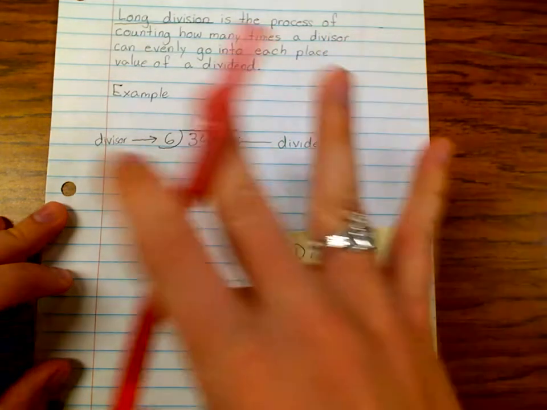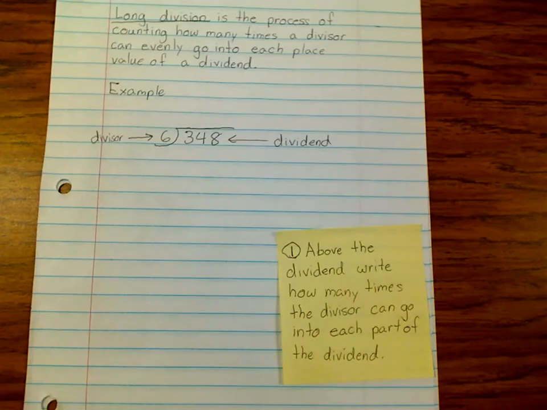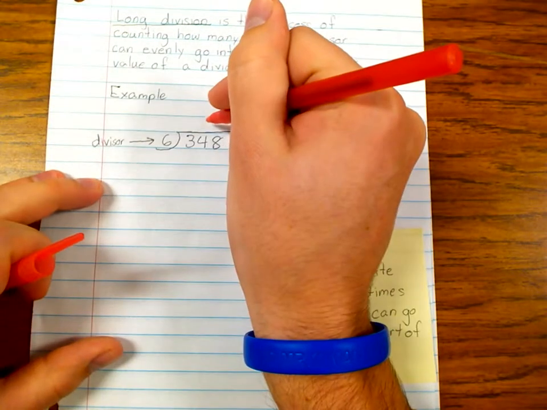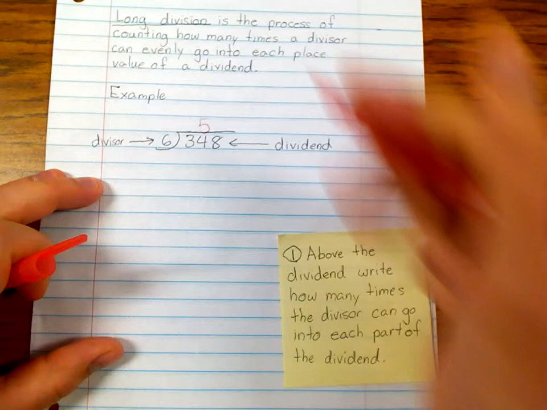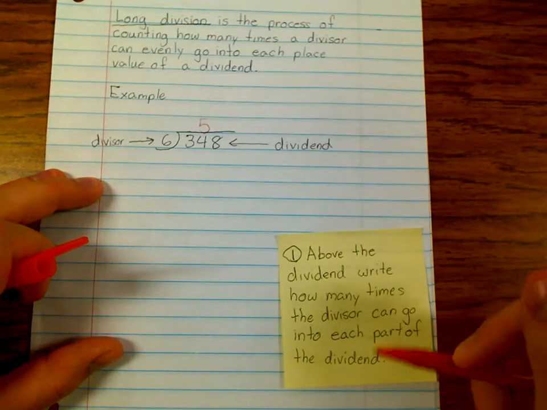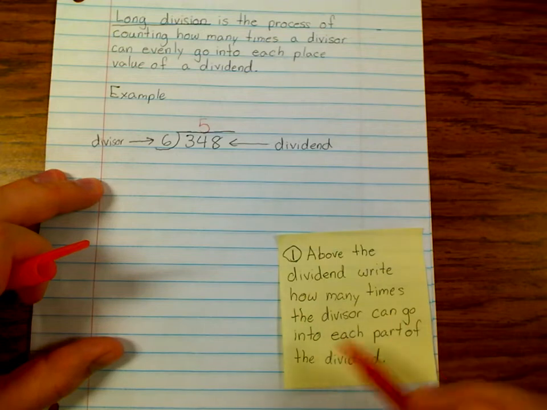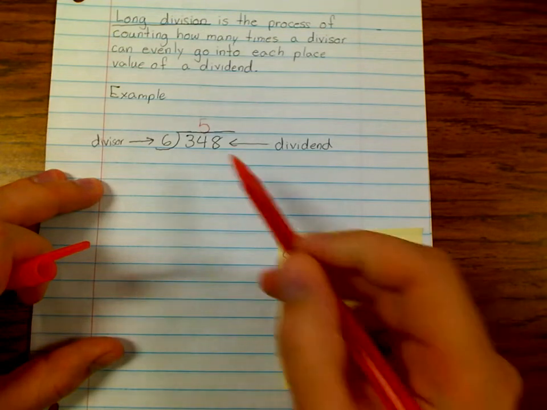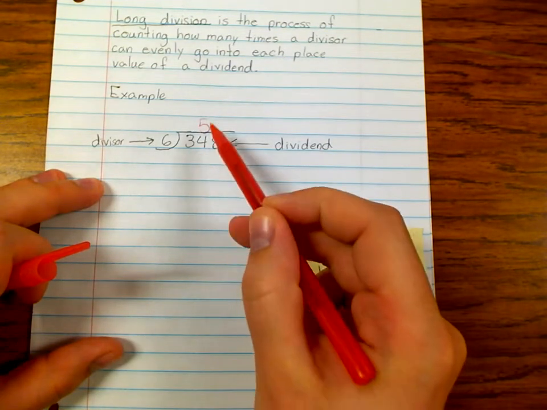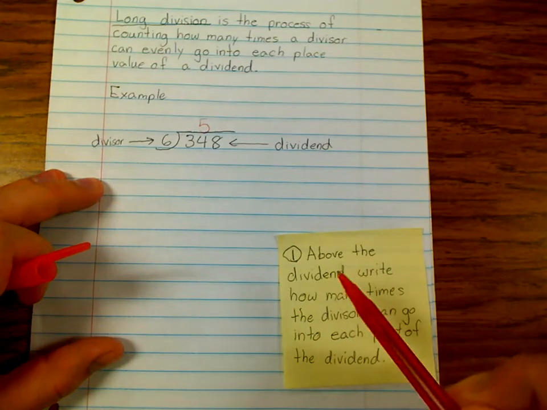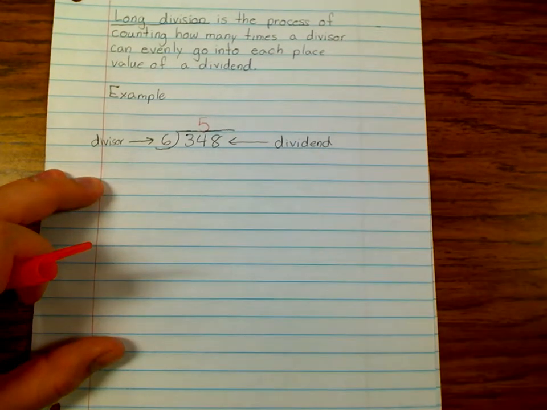That means I did that 5 times. So 6 can go into 34 5 times. You'll notice, just as I write down here, write how many times the divisor, 6, can go into each part of the dividend. I'm taking a look at 34. It can go in 5 times. So that's step 1. What do I do next?